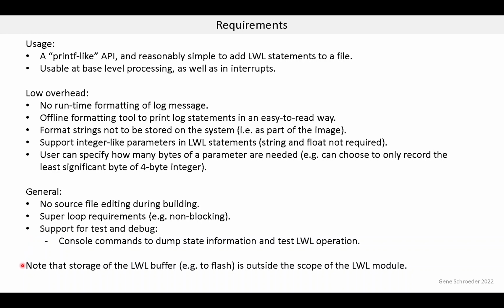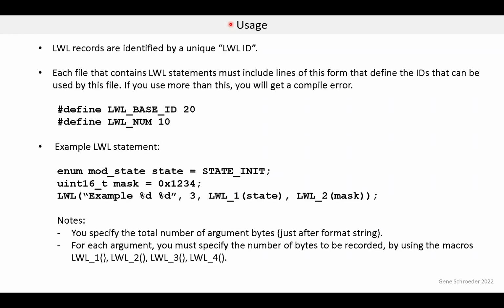And this note at the bottom just says that storage of the LWL buffer to flash is outside of the LWL module. And we'll see actually in this course, we have something called a fault module, and it's the thing that actually stores the buffer into flash. And of course, the LWL module has to support that by providing an API to get the address of the buffer. I'm going to start with the usage and work down from there.